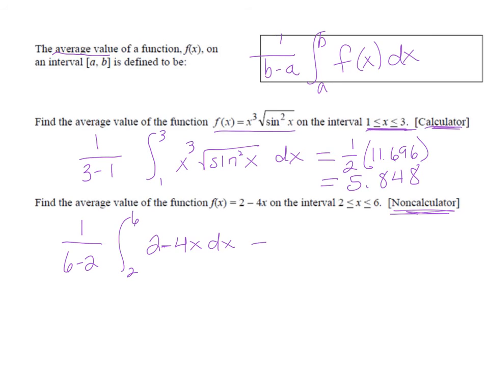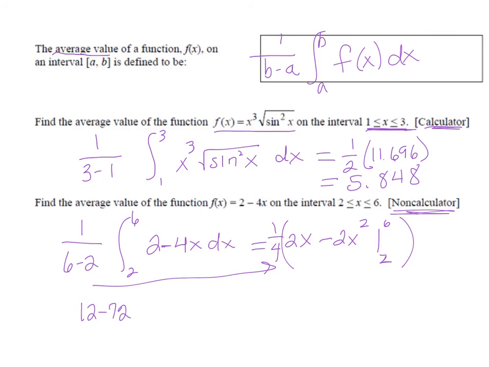And so that would be 2x, going to integrate, and then this would be 4x squared over 2, which would be 2x squared. And I want to do this from 2 to 6. And don't forget, I'm multiplying all of this times 1/4. That's this. Don't forget that part, people tend to. Okay, so that's going to be 12 minus 72 minus, in parentheses, 4 minus 8, right?